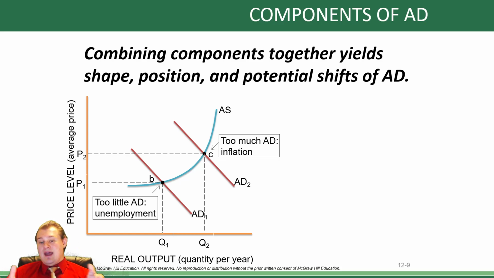However, the drawback is if you go too far, because you see it's a steep curve there with AS, all of a sudden you're going to run into inflation. So you have to balance that. We want AD far enough over that we're getting rid of that unemployment, but if it goes too far over, what are we going to end up with? Too much inflation. So we've got to balance it.